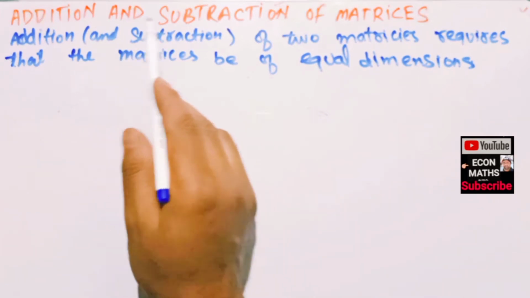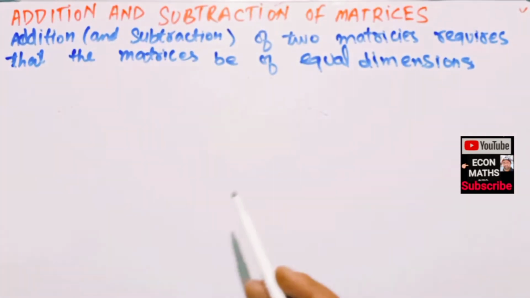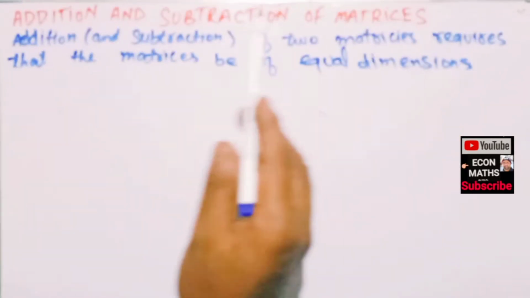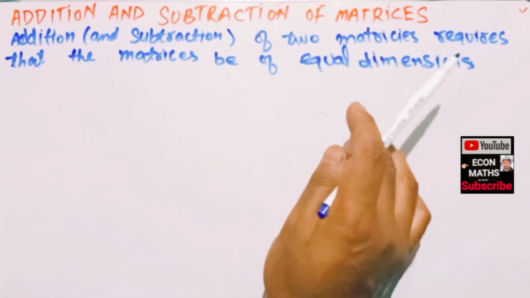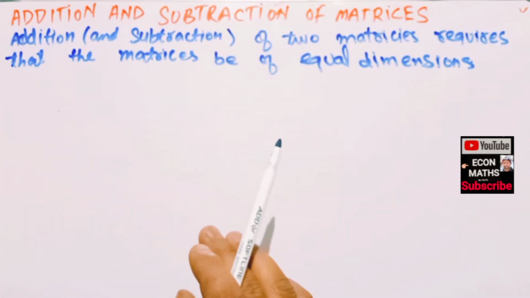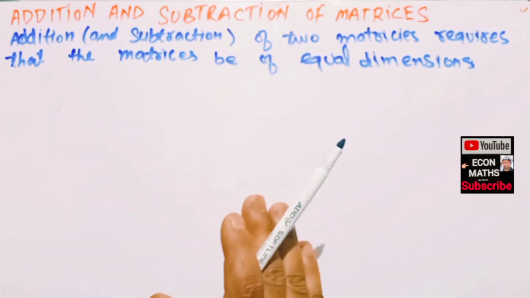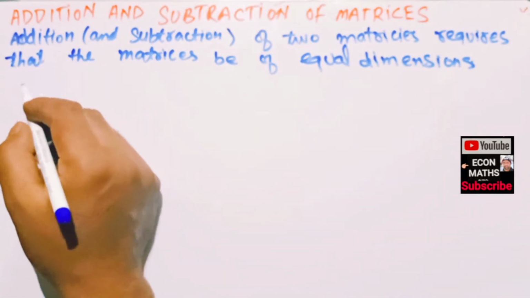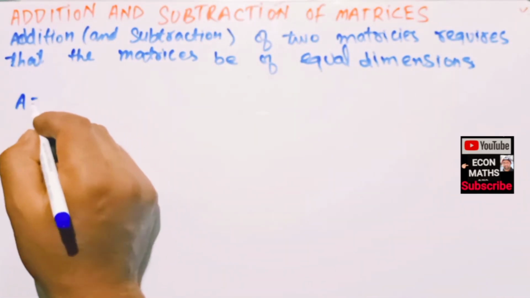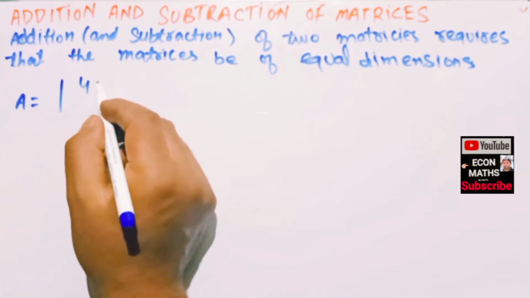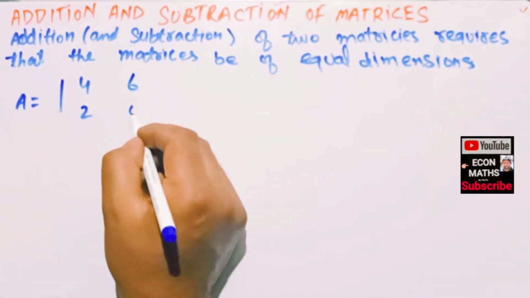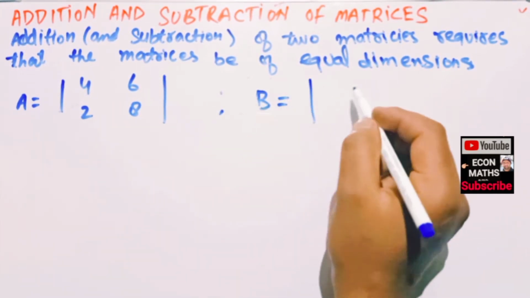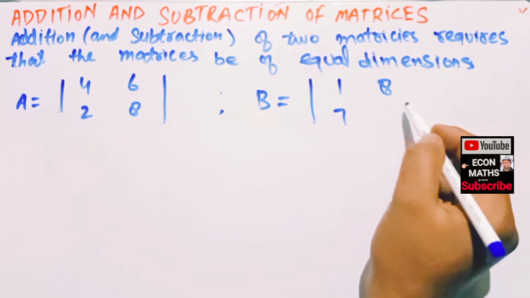Now addition and subtraction of matrices. Addition or subtraction of two matrices requires that the matrices be of equal dimensions. That is to say, we can add or subtract two matrices only when they are of equal dimensions. Let's have an example. If I have the matrix, let us say A is equal to 1, 4, 6, 2, 8, and I have another matrix, that is B is equal to 1, 7, 8, 9.